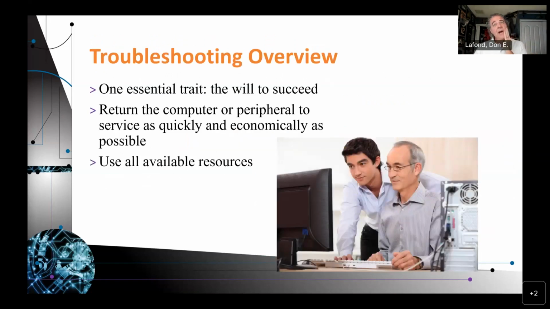Troubleshooting. All right. So one essential trait about troubleshooting is the will to succeed. What that means is, I like to think that computer technicians are no different than computer users. The only difference really is we will not give up. We will find a way to make it work by trying different avenues, or heck, trying the same thing multiple times. What is it? Freud once said, is it Freud? Einstein said the definition of insanity is to do the same thing multiple times and expect a different output. Well, something to that effect.